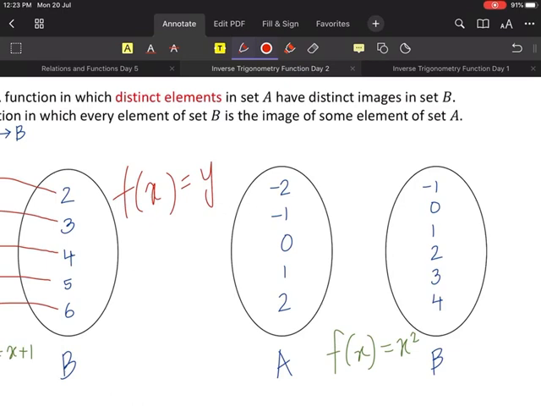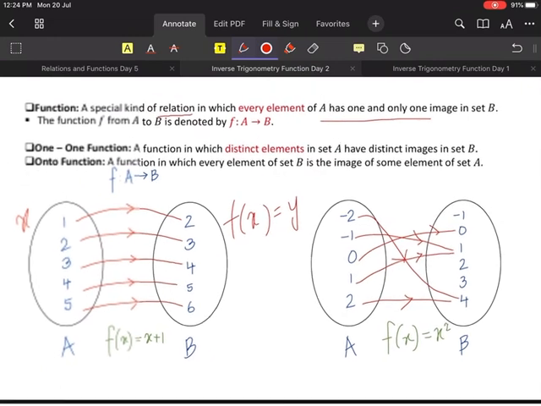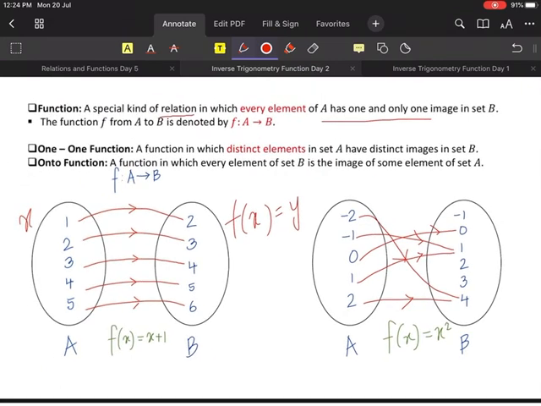Now look at this one carefully. This one is a square function. Can anybody tell me minus 2 will be mapped with which one? 4. Very good. Minus 2 will be mapped with 4. Minus 1 will be mapped with 1. 0 will be mapped with 0. Now 1 will be mapped again with 1. And 2 will be mapped with 2.